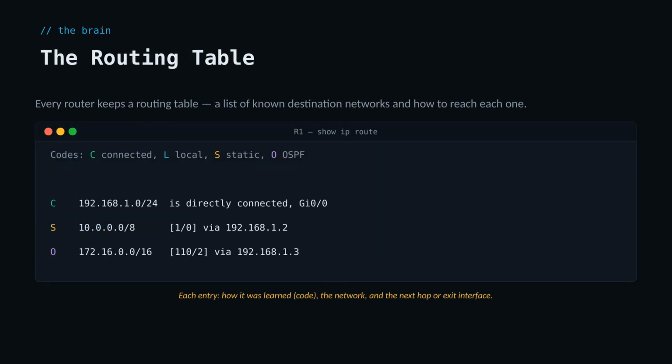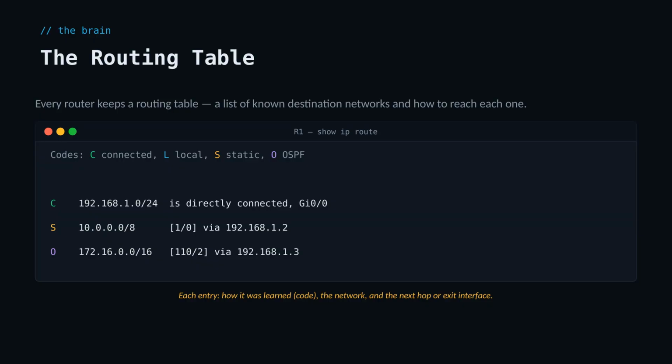And how does a router actually make that jump? It consults its routing table. Think of it as the router's brain, a running list of every network it knows about and the best way to reach each one. Look at the output from show ip route here. Each line tells you three things. How the route was learned, shown by that letter code on the left, the destination network itself, and either the next hop IP or the exit interface.